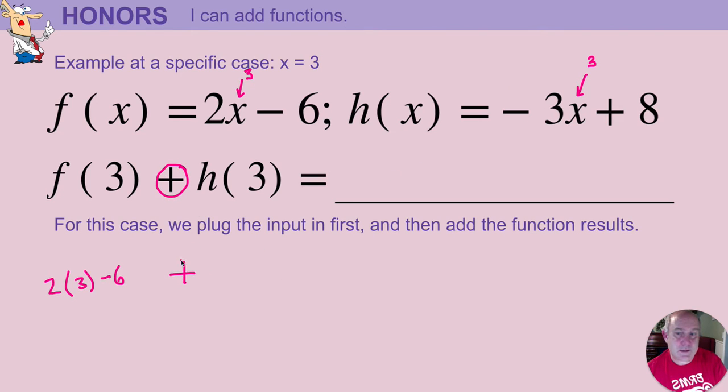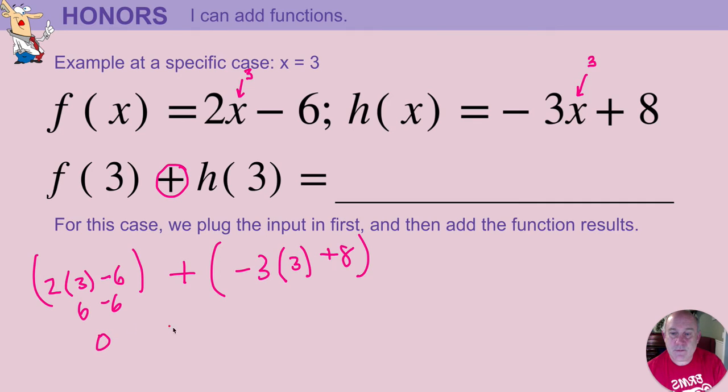Then we go ahead and take the second function. Let's go ahead and do parentheses to help keep these straight. So do negative 3 times 3 plus 8. Okay, so 2 times 3 is 6, minus 6. That gives us 0. And then negative 3 times 3 is negative 9, plus 8 gives us negative 1. So the answer is negative 1.